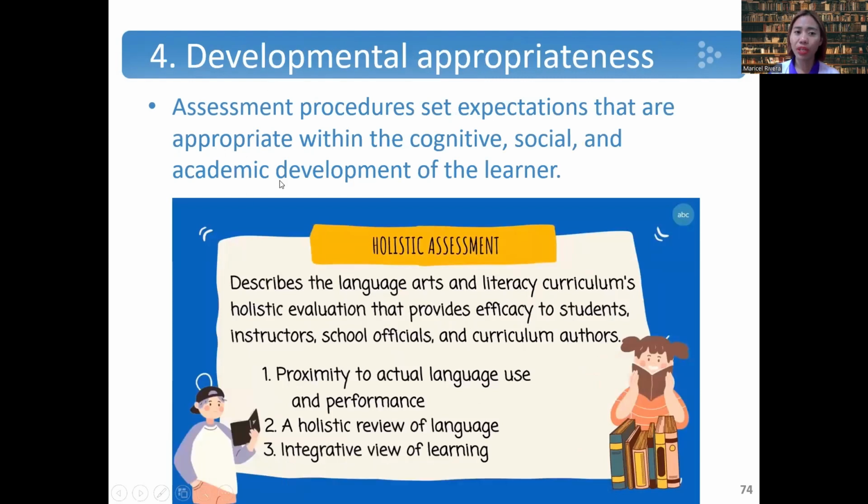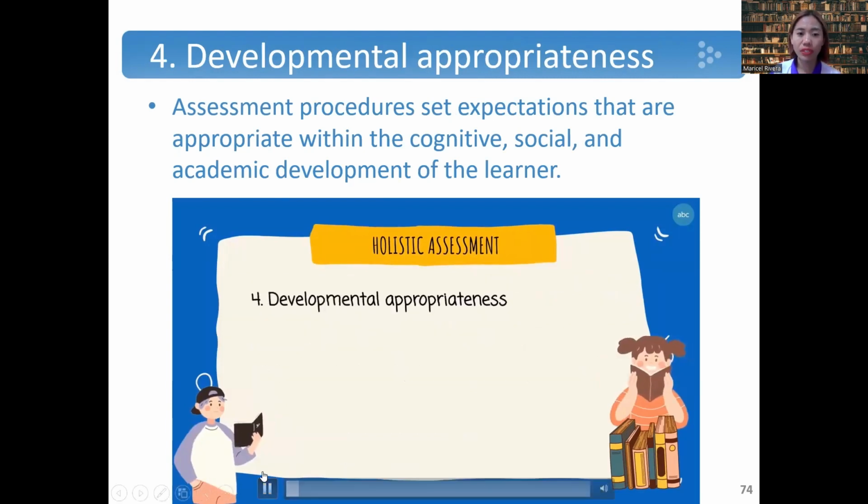Now, developmental appropriateness. Assessment procedures set expectations that are appropriate within the cognitive, social, and academic development of the learner. So let's try to take a look at this. Assessment strategies provide expectations that are appropriate for the learner's cognitive, social, and academic development. This component of assessment makes it particularly useful for second language learners who come from diverse cultural backgrounds and may have had unusual educational experiences.